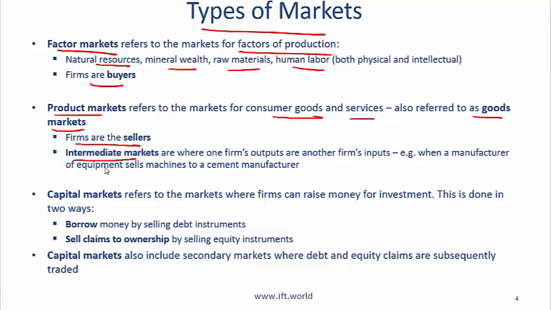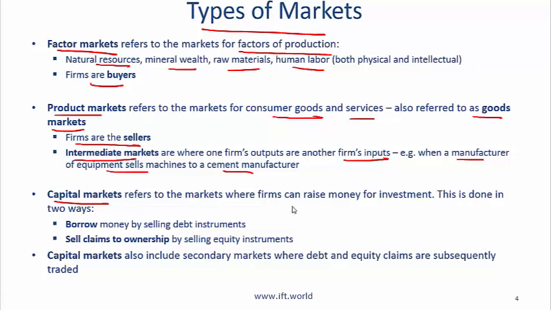You can have intermediate markets where one firm's outputs are another firm's inputs. So for example, if a manufacturer sells equipment to another manufacturer, such as a cement manufacturer, then that would be an intermediate market. Then the third type of market is a capital market.